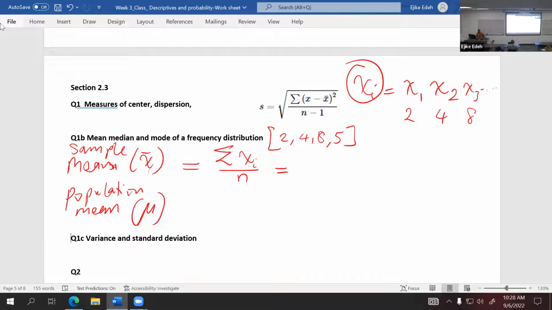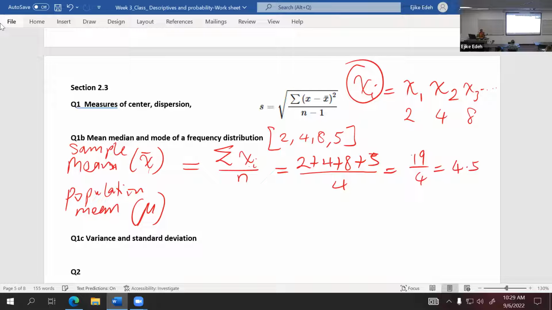Okay. So sum of the data, you have 2 plus 4 plus 8 plus 5. We have 4 data points, isn't it? So this will be, what would that be? 4.75. Okay, so the total is what? This is 6 plus 8, 19. So you have 19 all over 4, and then you get 4.75.